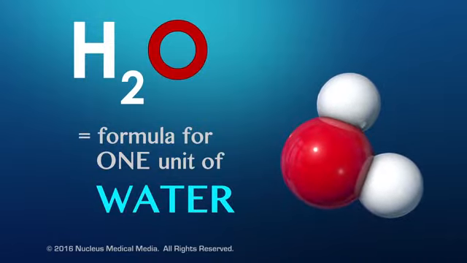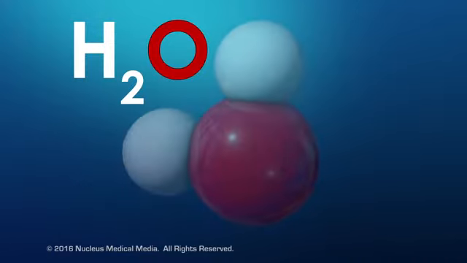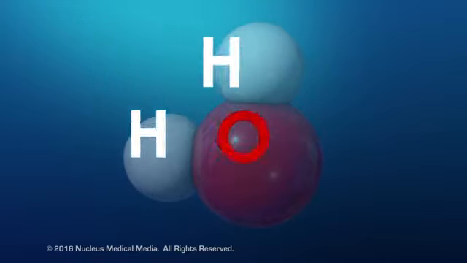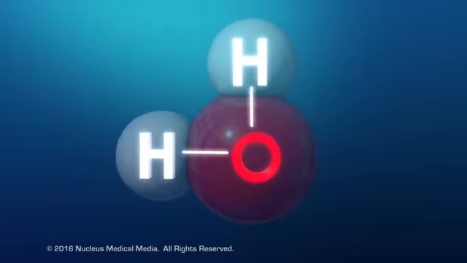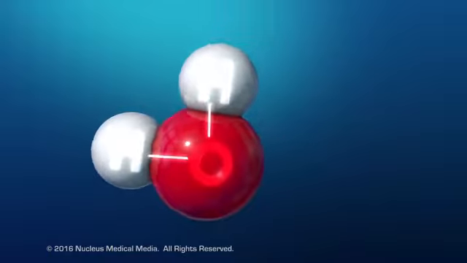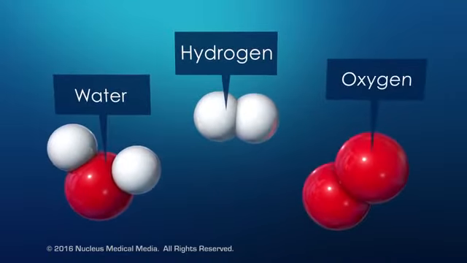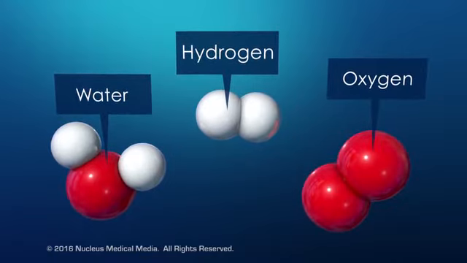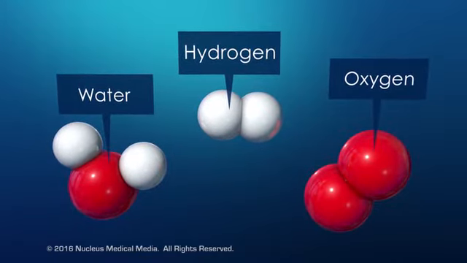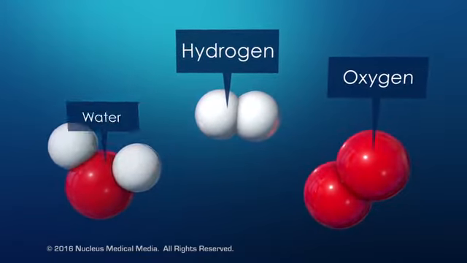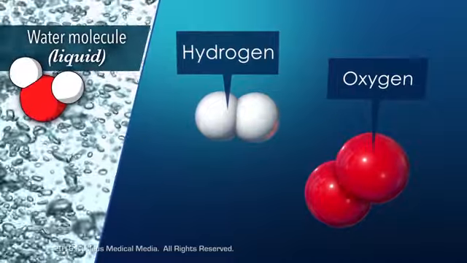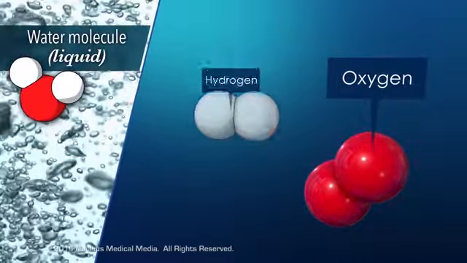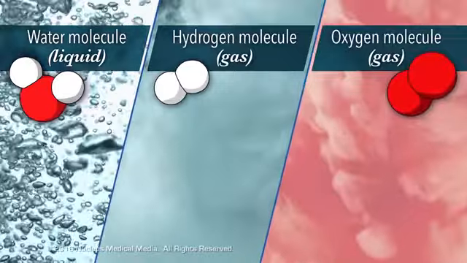The formula shows that a unit of water contains a fixed proportion of 2 atoms of hydrogen to 1 atom of oxygen. It's important to know that compounds usually have very different physical and chemical properties than the individual elements they contain. For example, although water is liquid at room temperature, the elements hydrogen and oxygen are gases.